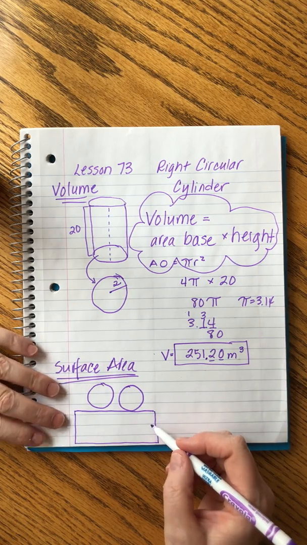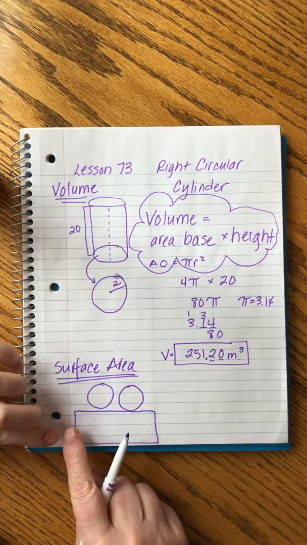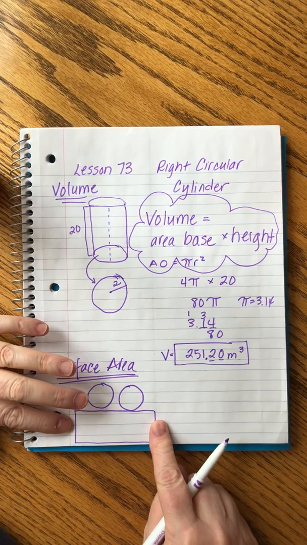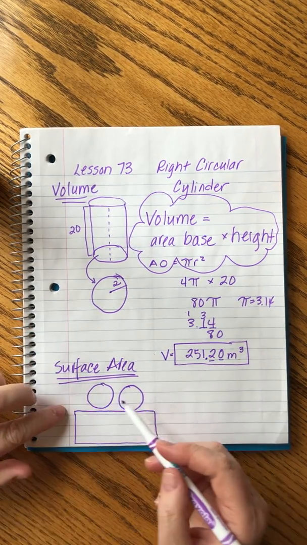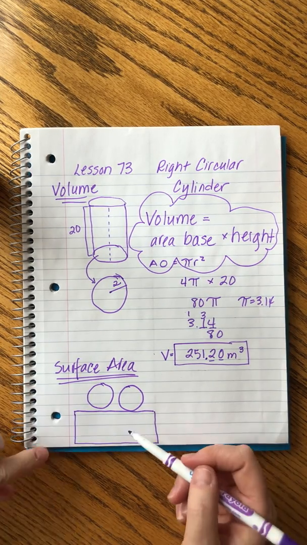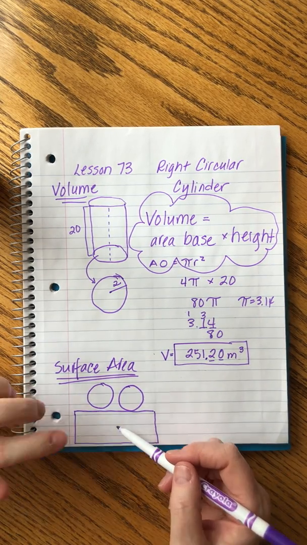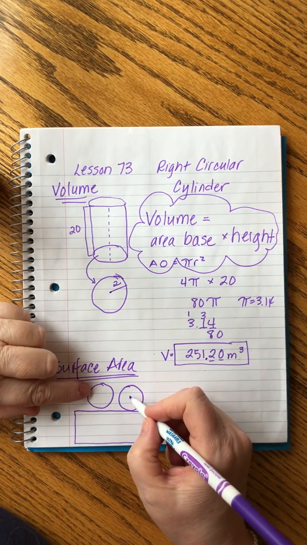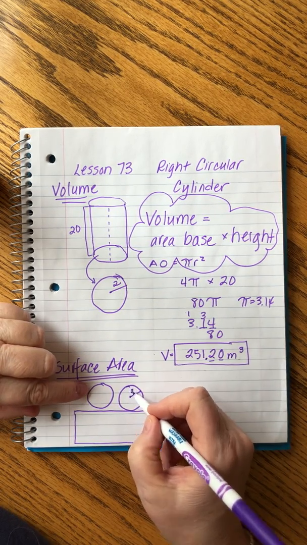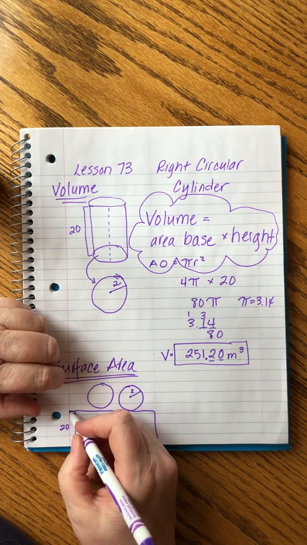And this is the body of the container laid flat. So when we cut it apart, we get these three flat surfaces, and now we can measure each of these and get the total surface area. So these circles, we already know, they have a radius of 2, and this is 20 inches tall.